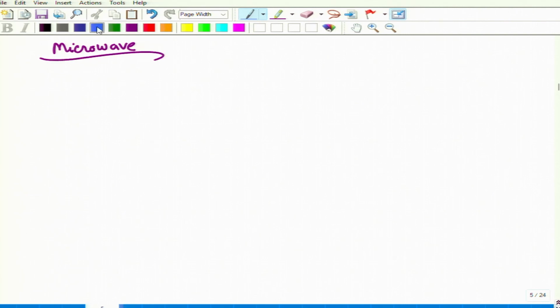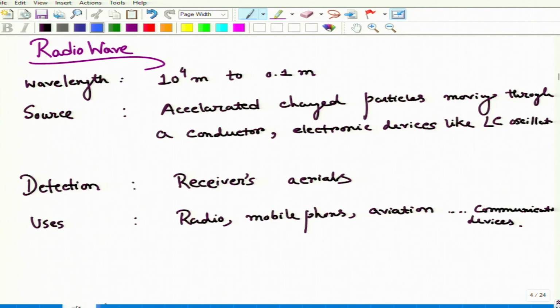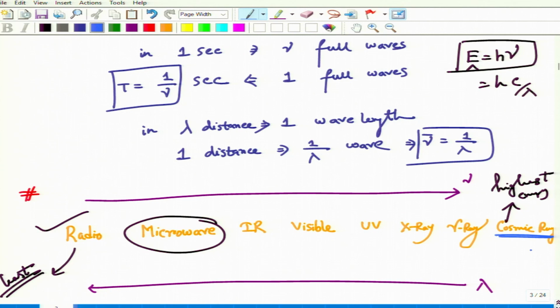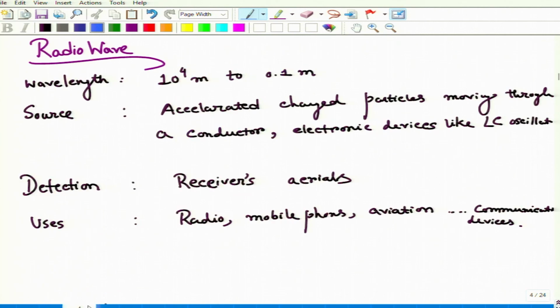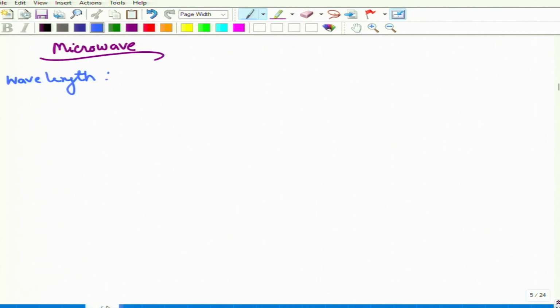Okay. First, wavelength. I would not recommend remembering these things because this is not that important, but we should keep in mind the order: radio, microwave, IR. It is always good to remember these things, but if that is not possible, please remember this order. Okay, what is the wavelength? 0.3 meter to 10 to the power 4 meter.